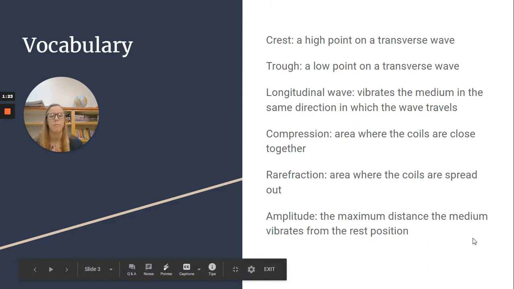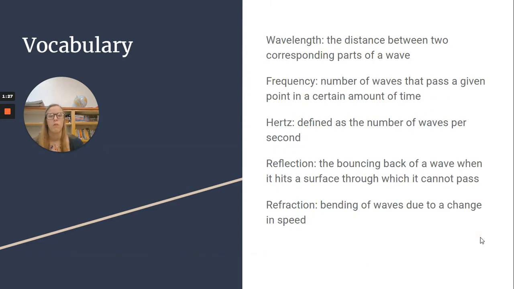Amplitude is the maximum distance the medium vibrates from the rest position. Wavelength, the distance between two corresponding parts of a wave. Frequency is the number of waves that pass a given point in a certain amount of time. Hertz, defined as the number of waves per second. Reflection is the bouncing back of a wave when it hits a surface through which it cannot pass.